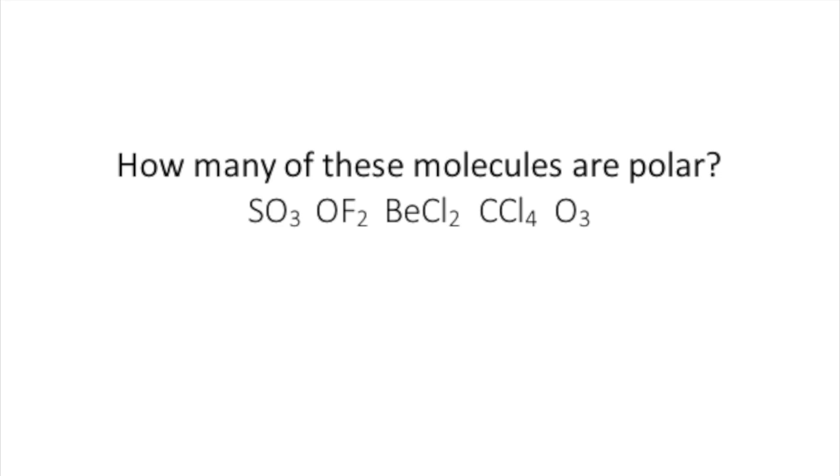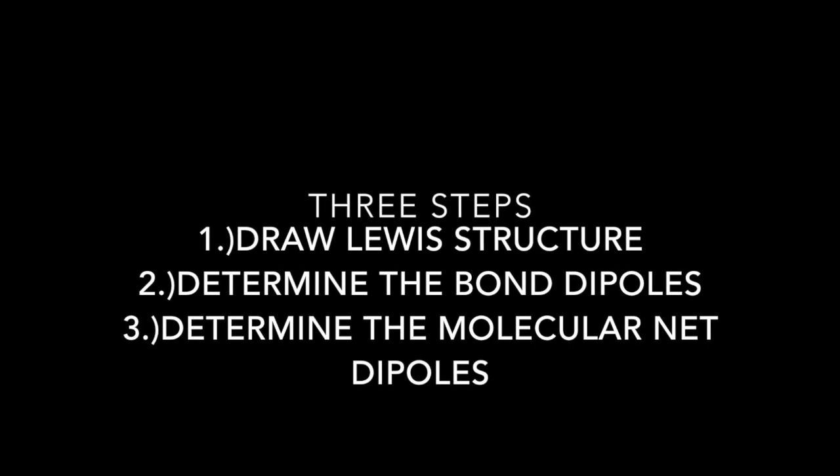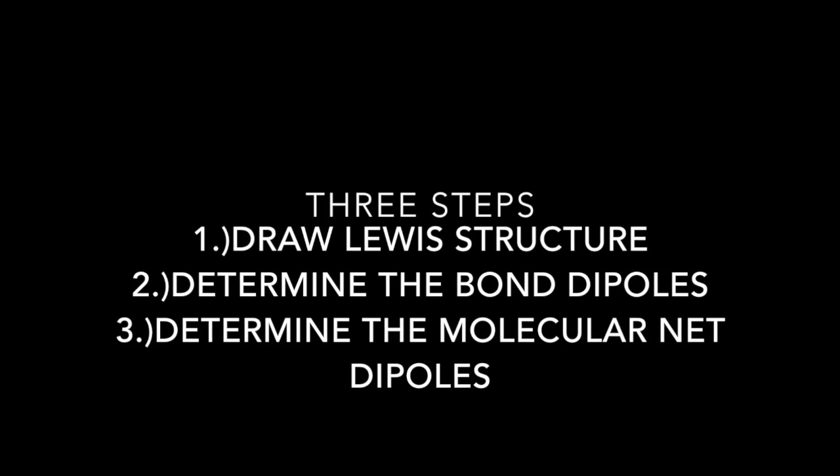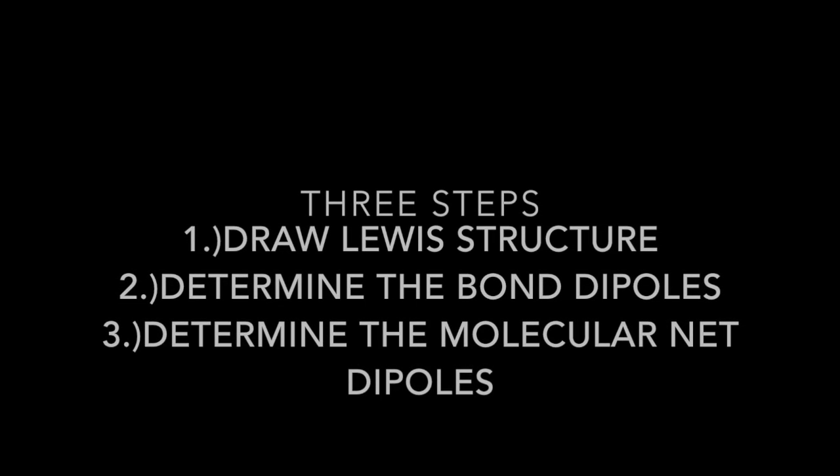We are going to be determining which of the following molecules are polar. The molecules are SO3, OF2, BeCl2, CCl4, and O3 or ozone. Each problem is going to contain 3 steps. You're going to have to draw the Lewis structure, determine the bond dipoles, and determine the net molecular dipoles.